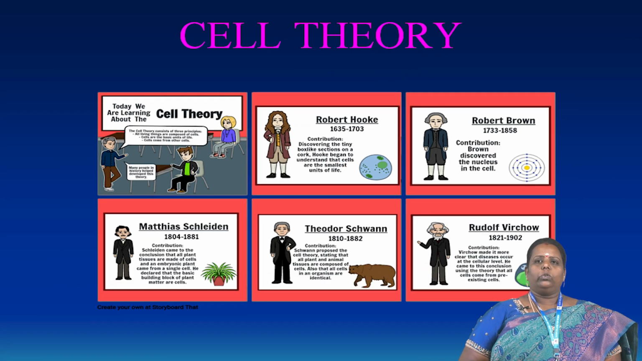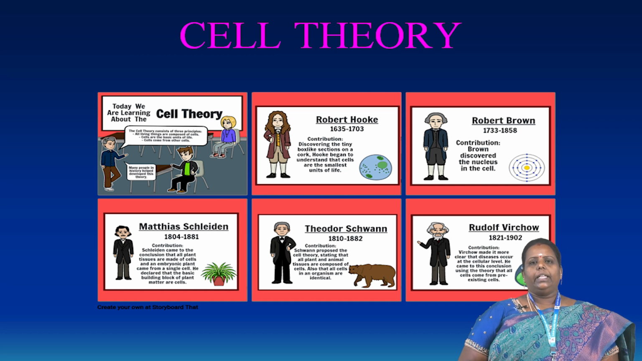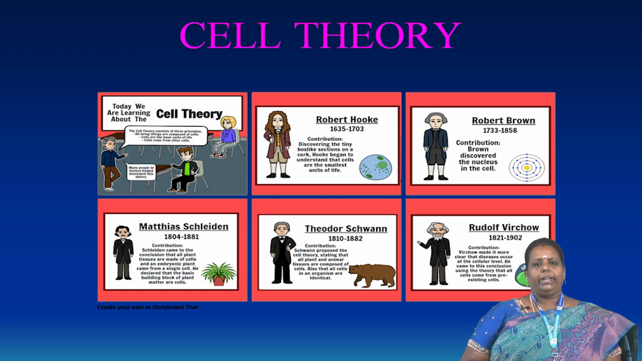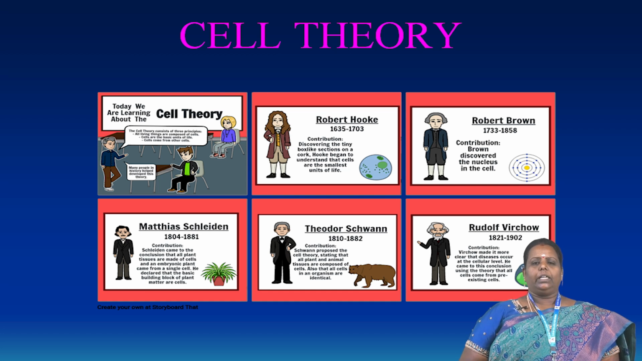This slide shows the cell theory as stated by many scientists. The contributions of five scientists are very important in explaining the cell theory. First one is Robert Hooke. Robert Hooke's contribution was discovering the very tiny parts of the cell. Tiny means a small structure, one of the units. He identified it in a piece of cork.